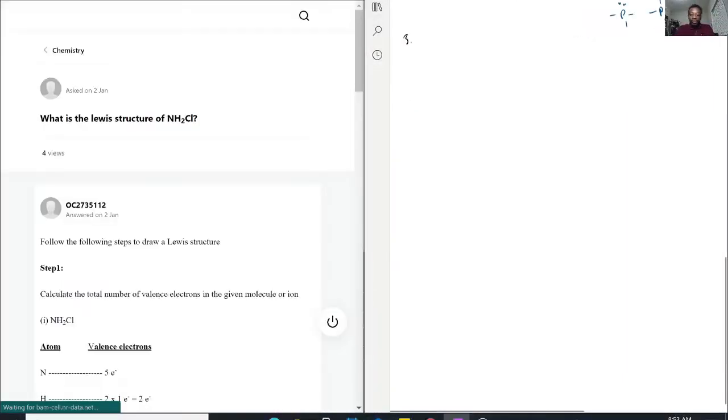All right, let's move on to question number 3. For question 3, we have, what is the Lewis structure of NH2Cl? Okay.